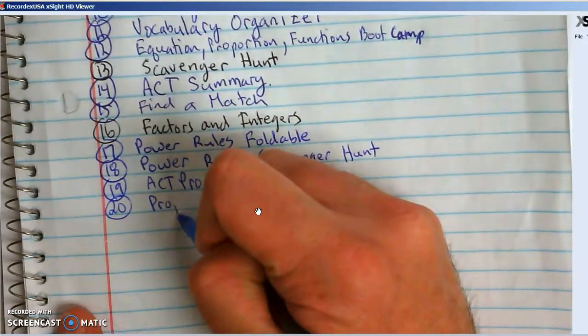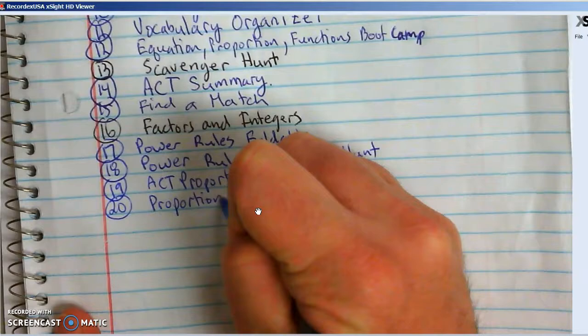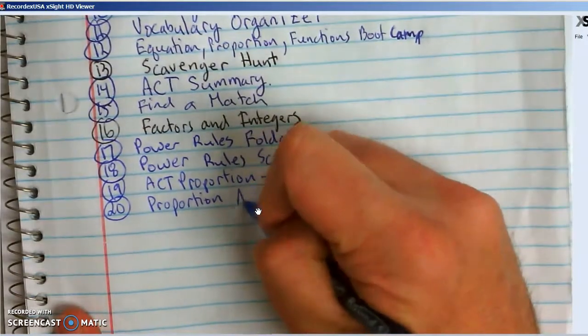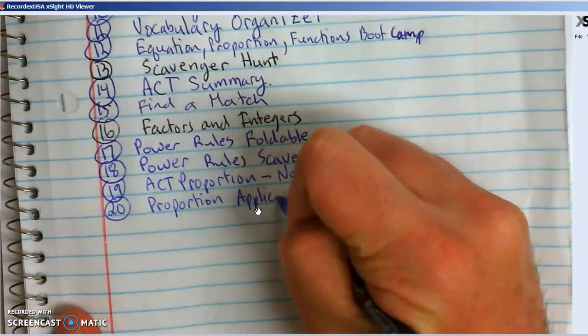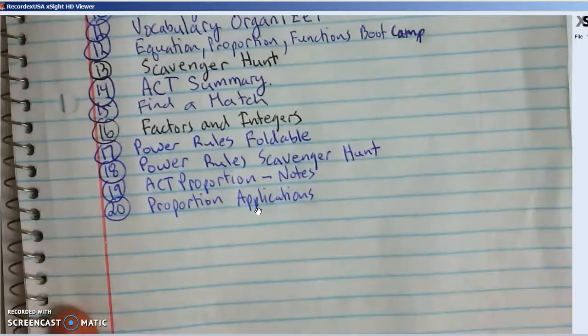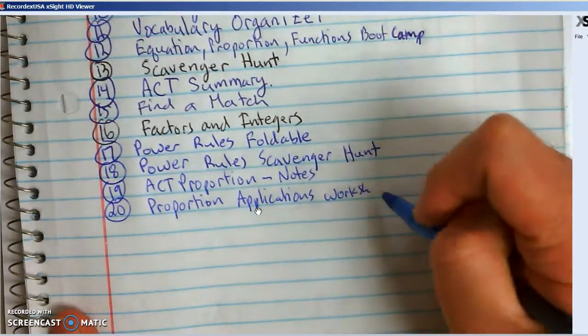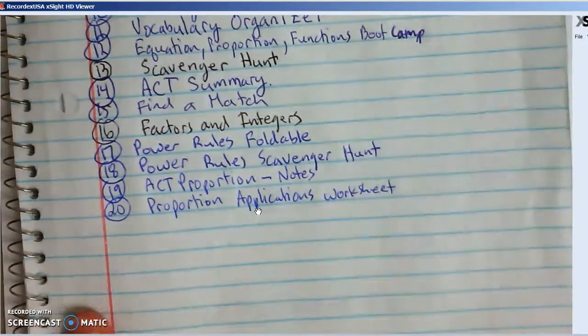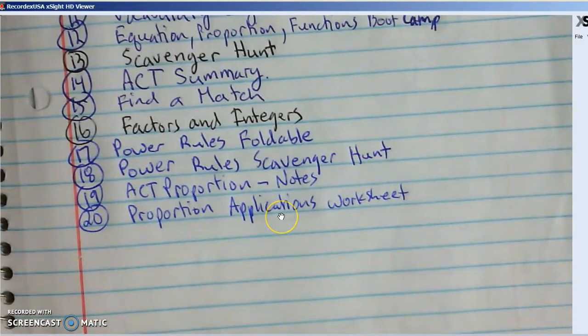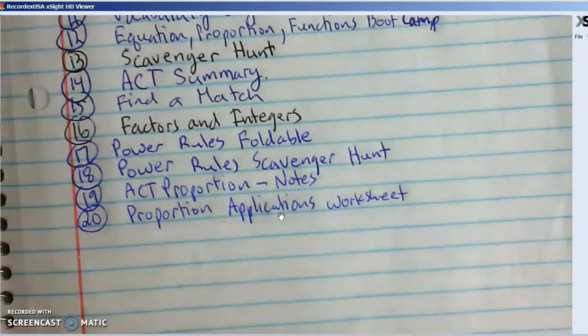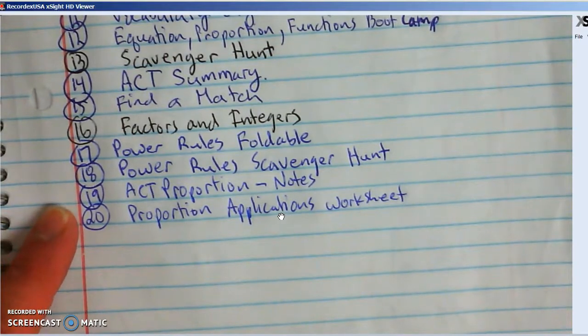That'll be given later, because that was last class. So proportion applications worksheet. So these are our notes for today. And we're also going to be doing a little worksheet and getting it into our notebook on page 20. All right? Everybody have that down? Okay.